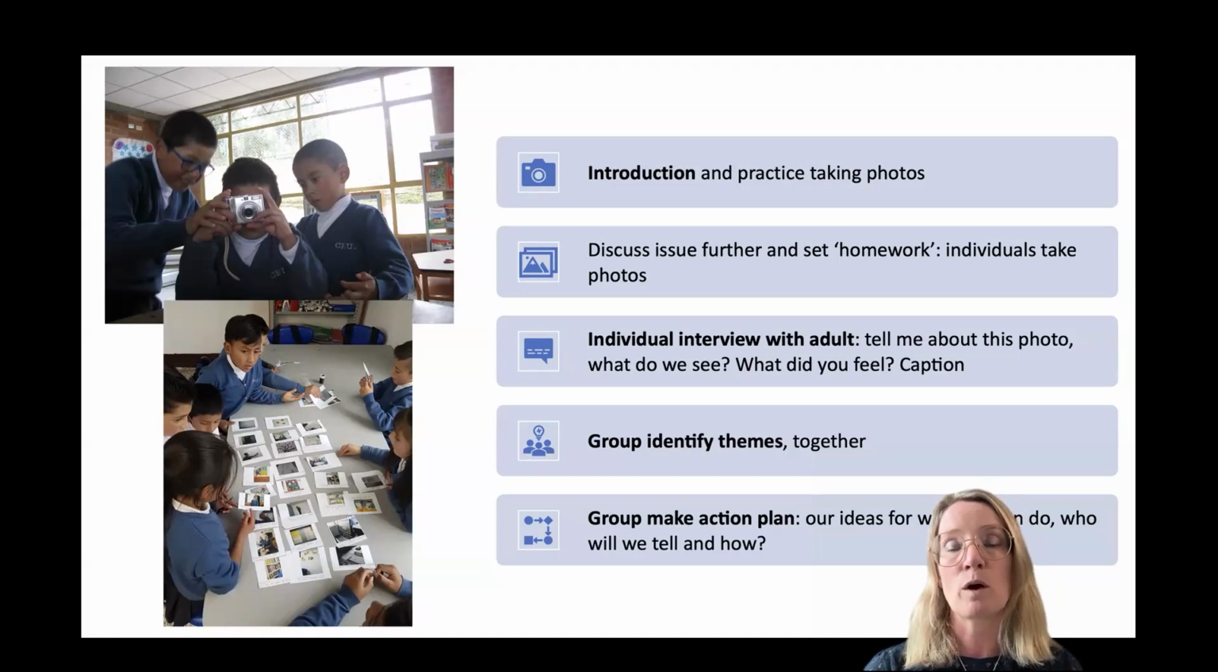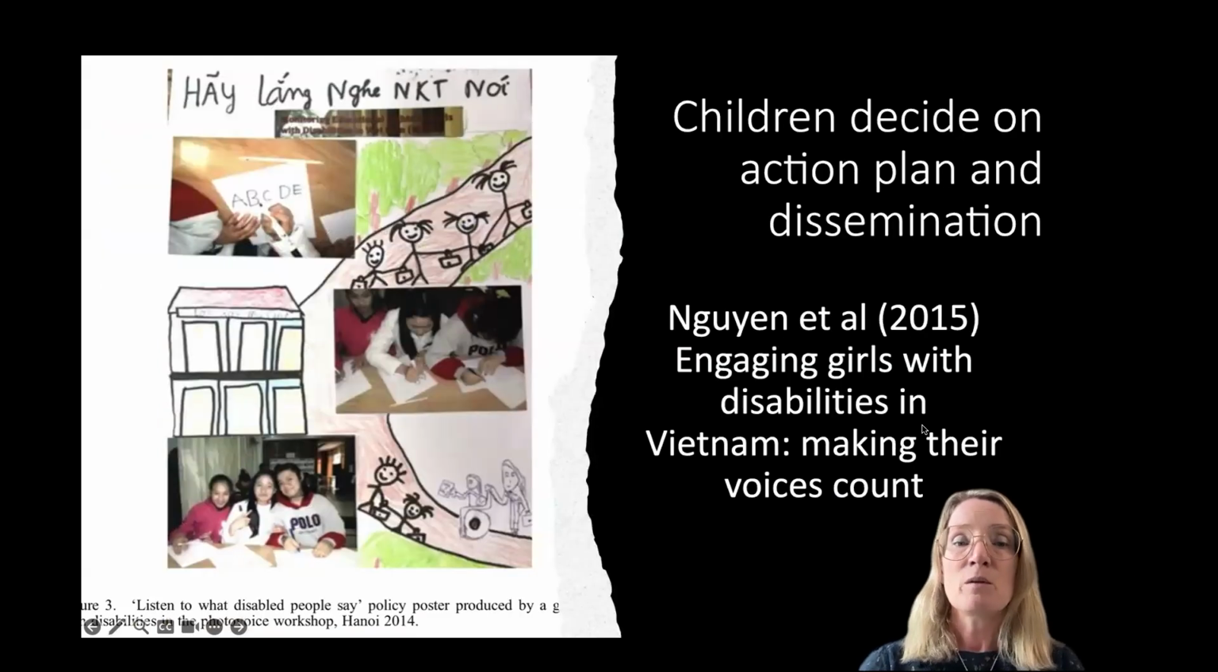You then discuss the issue further with the children, and children then start to take photos. My questions were, what helps and doesn't help me learn? For each photo, then you sit down with the child and you do a little interview where you find out what they meant when they were thinking about this photo. Then it's handed over to children in that they bring their photos together, they identify themes, and finally they come up with an action plan together about what they can do about the issues they've identified. Then you want to think about dissemination. So children decide on that.